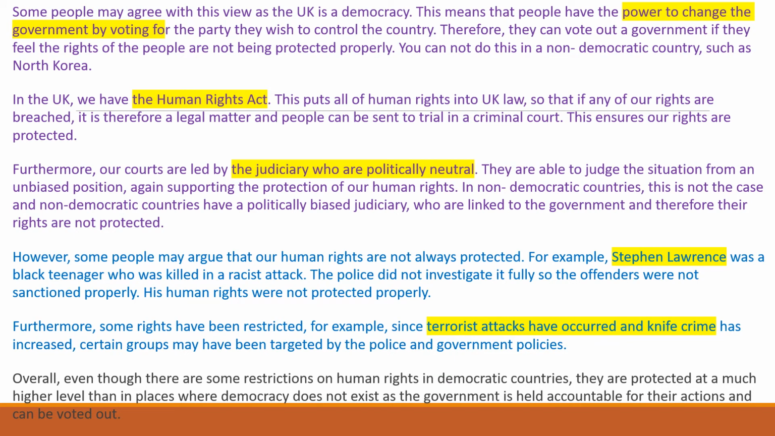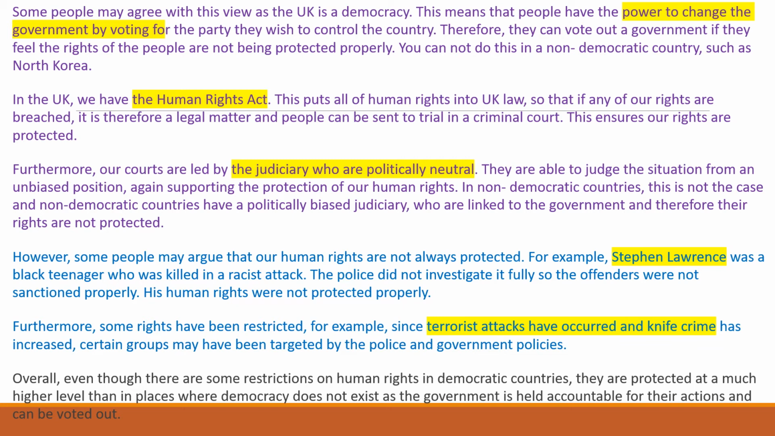We have said some people may agree with this view as the UK is a democracy. This means people have the power to change the government by voting for the party they wish to control the country. Therefore, they can vote out of government if they feel the rights of the people are not being protected properly. You can't do this in a non-democratic country such as North Korea. In the UK, we have the Human Rights Act. This puts all of our human rights into UK law so that if any of our rights are breached, it is therefore a legal matter and people can be sent to trial in a criminal court. This ensures our rights are protected.